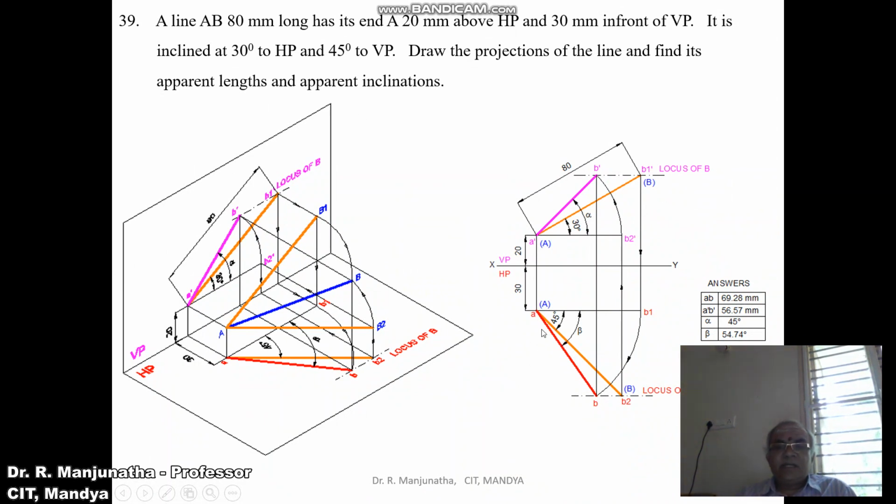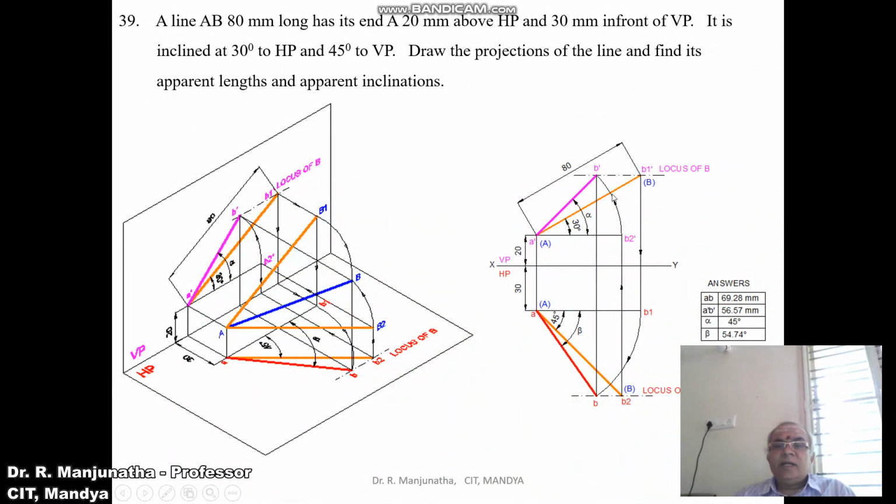Similarly, with A as center, using the protractor, measure an angle of 45 degrees with respect to the horizontal and then draw an inclined line in the top view. Then, using the compass, measure a distance of 80 mm with A dash as center and cut an arc on that 30 degree line. Similarly, with the same radius, with A as center, cut an arc on that 45 degree line, so that you get this point as B1 dash and this point as B2.